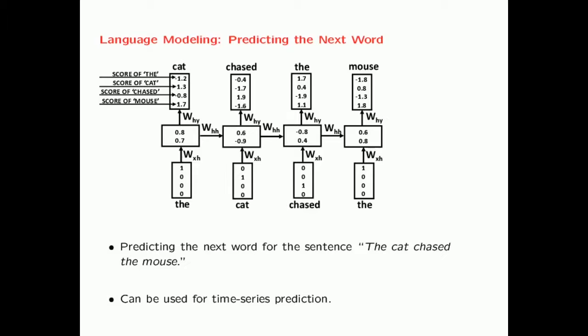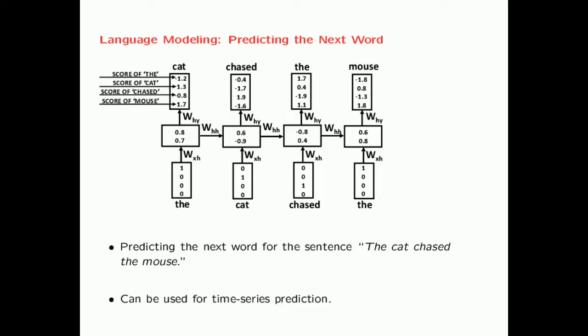So let's look at the sentence over here, which is "the cat chased the mouse," and let's assume for now, for simplicity, that you always want to predict the next word given the previous word. For example, if I give you "cat," you want to predict "chased." As you can see, each timestamp, each time layer, has both an input and an output.